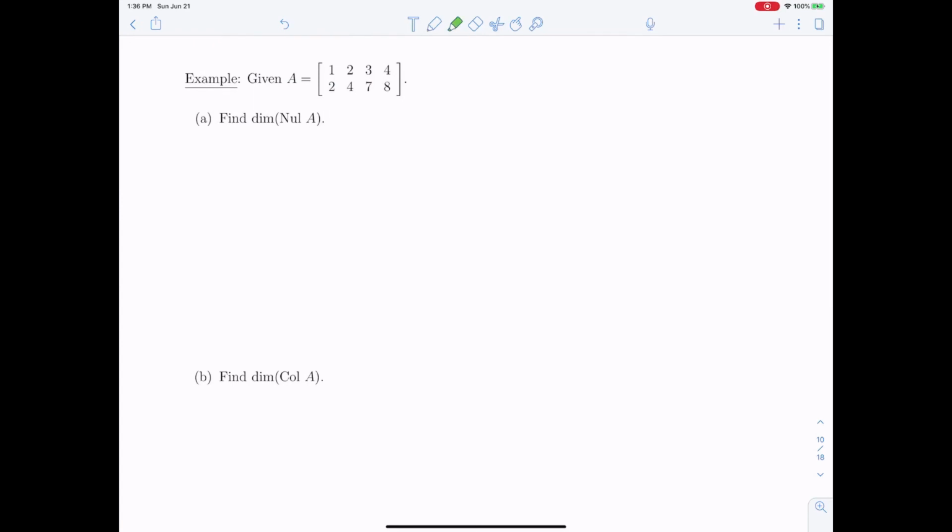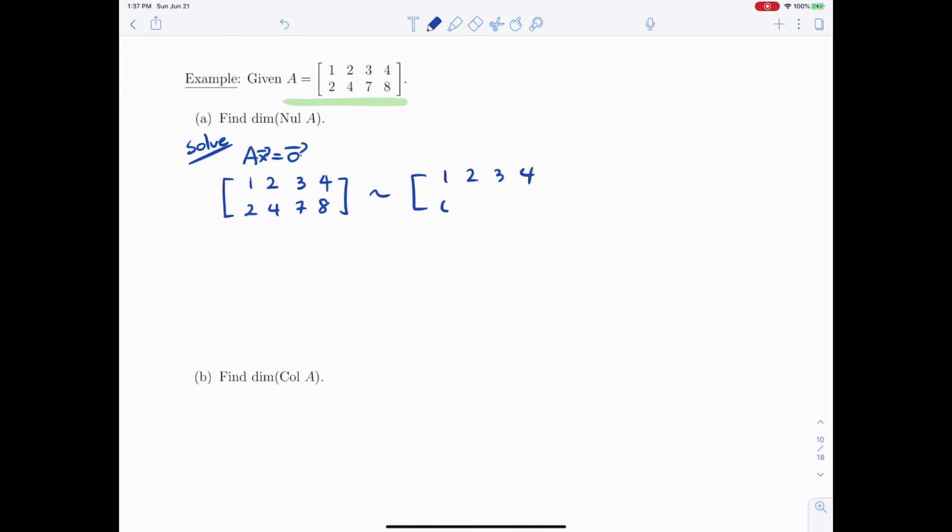So suppose that A is given by a 2 by 4 matrix, something like this. Then finding the null space of A is equivalent to solving the homogeneous matrix equation AX equals 0. And to solve this, we have to find the RREF of the given matrix A, which is given by 1, 2, 3, 4; 2, 4, 7, and 8. And this is row equivalent to 1, 2, 3, 4, and I guess it should be 0, 0, 1, and 0. And again, it is row equivalent to 1, 2, 0, 4; 0, 0, 1, 0.